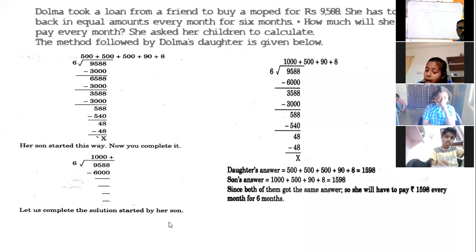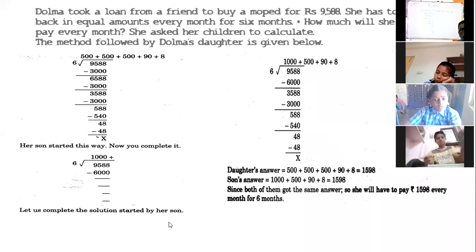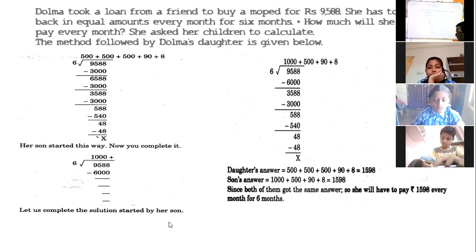Sir, I got the answer, 1,598. Yes. This is one method I have shown on the screen also. Instead of 1,000 directly, you can go with 500. It is up to you. 150, anything you can take. Sir, even I got 1,598. That's the right answer. 1,598 is the right answer.